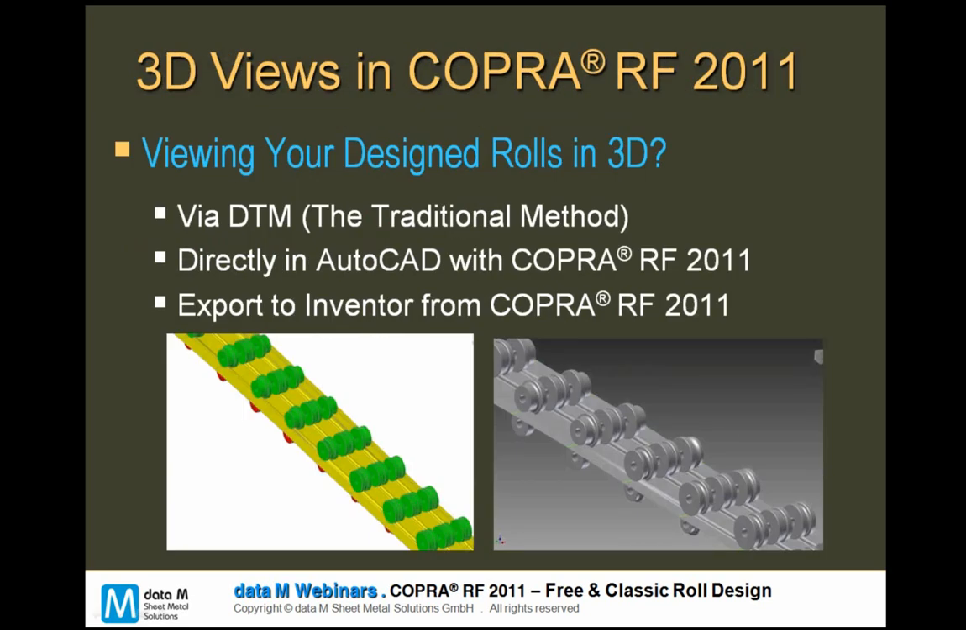Once we have our rolls designed in Copra and they're stored in the database, there are possibilities then to view them in 3D mode. And this can be done via DTM, which is the traditional method of creating a DTM simulation of fading in our rolls. And more importantly, with Copra RF 2011, as we can see here on the left-hand view, by activating the 3D mode, they will be displayed directly into AutoCAD.